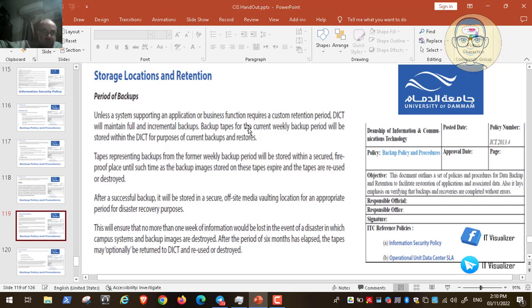So it's saying here that weekly backups will be stored within the facility or within the university. This is the only thing. He is saying that you should only keep weekly backups. As for monthly backups and yearly backups, these will be stored off-site. Let's continue reading.